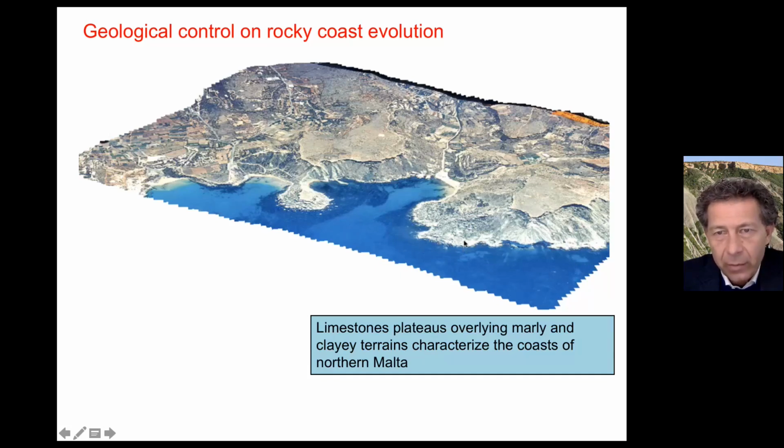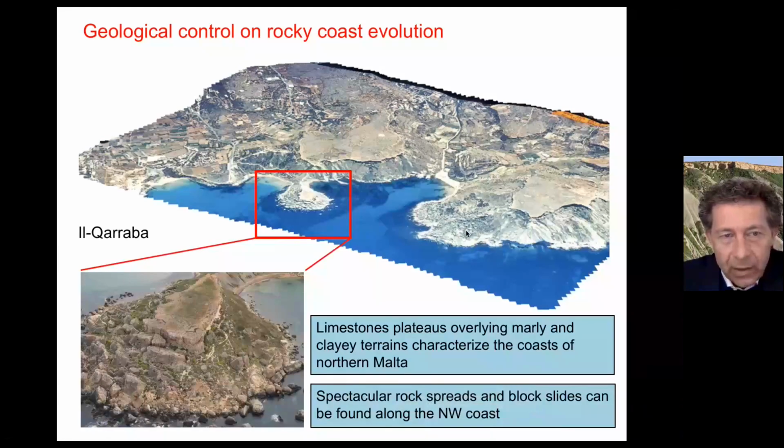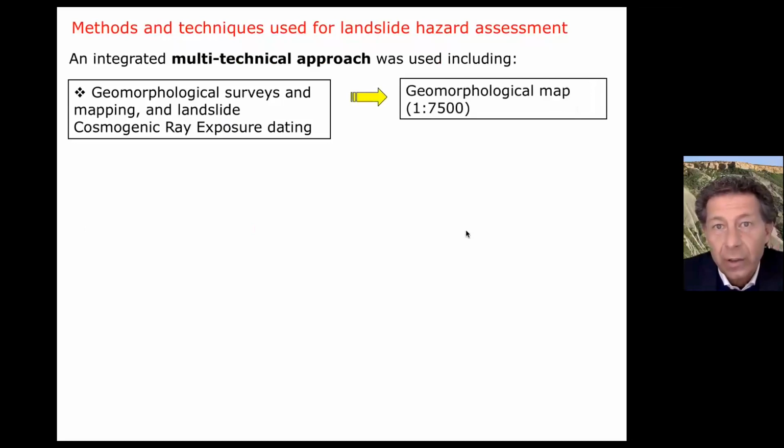And of course, it is also very important to see whether the sea is acting and eroding the blue clay at the coastline, or if at the coastline you have other formations due to the tectonic displacements that I mentioned to you earlier. So this is what the Maltese call Il Carraba Plateau, which was a much larger plateau that was then dissected, dismembered due to rock spreading and block slide phenomena that occurred for a long time.